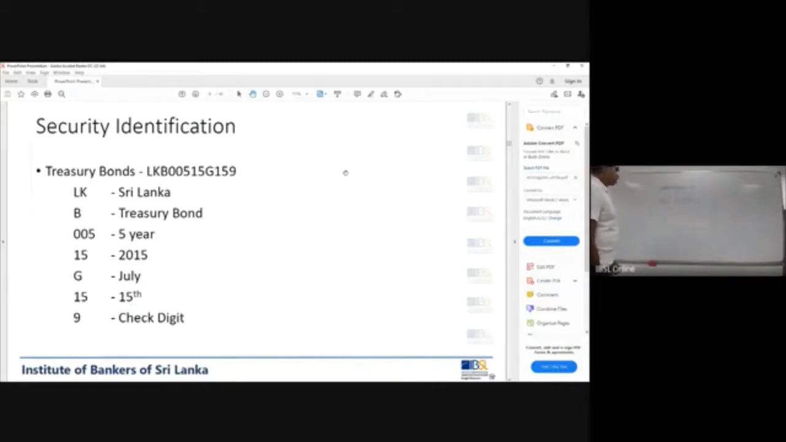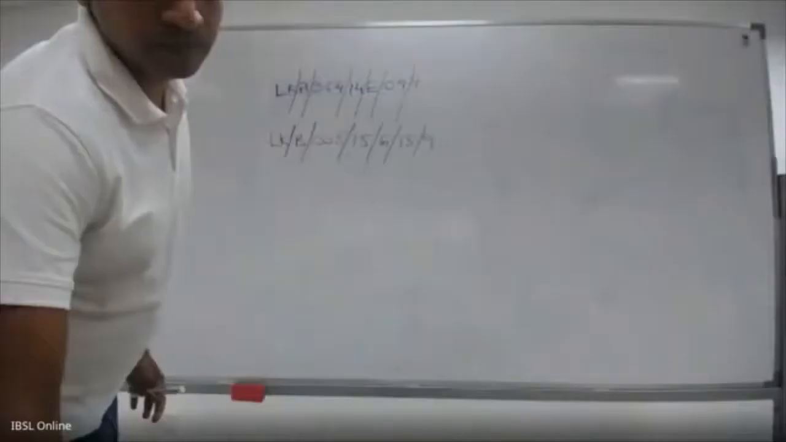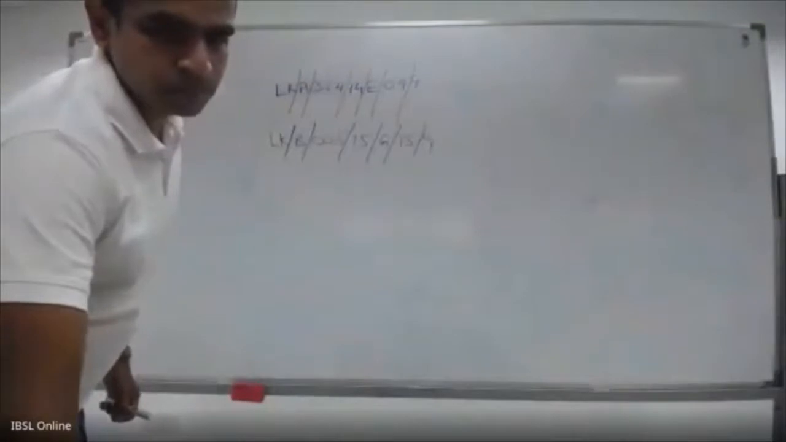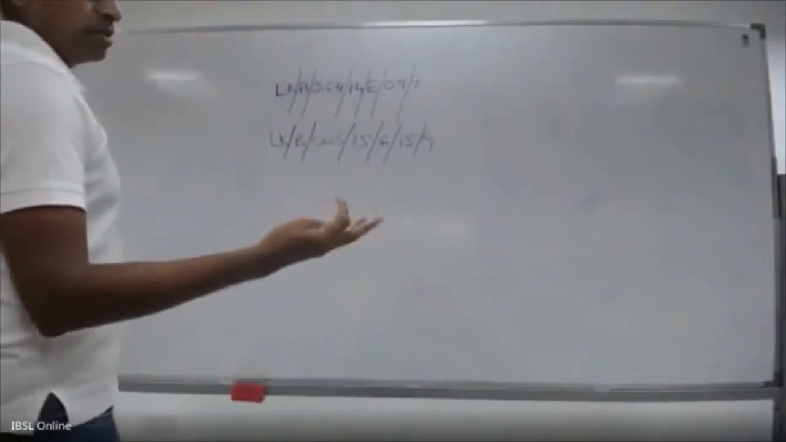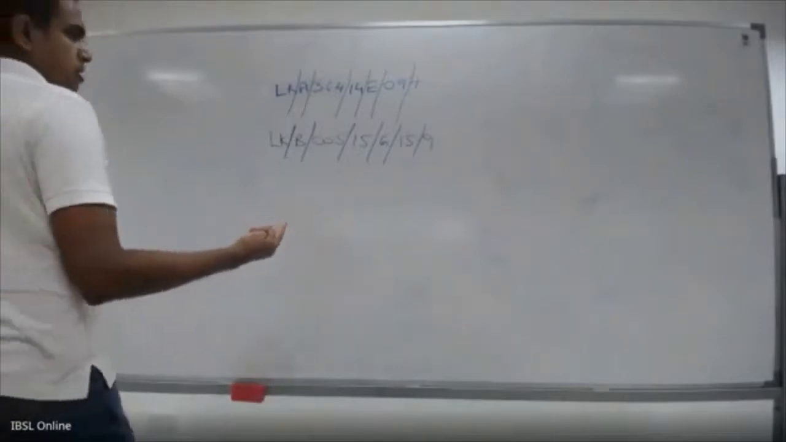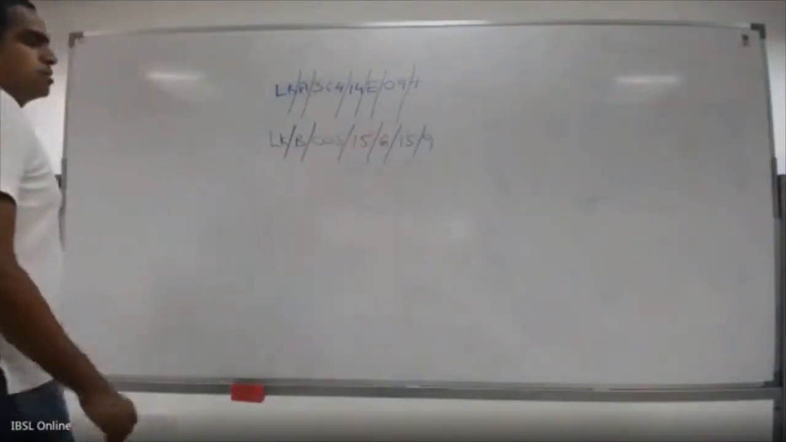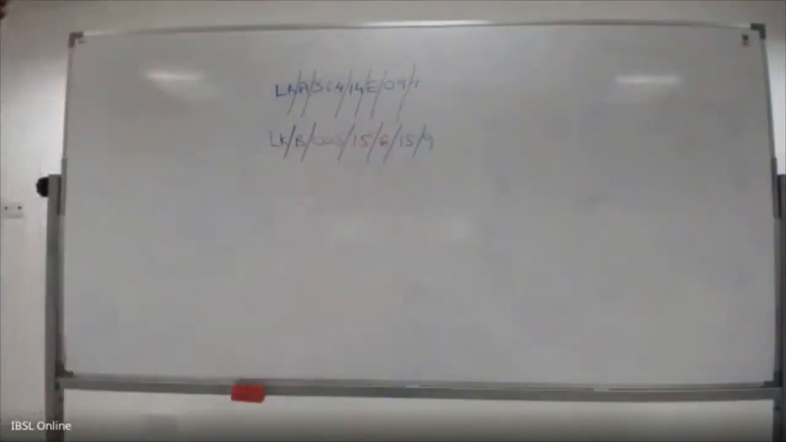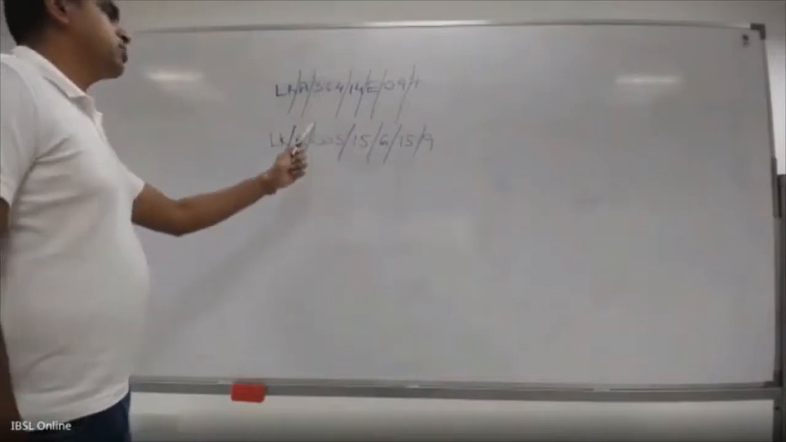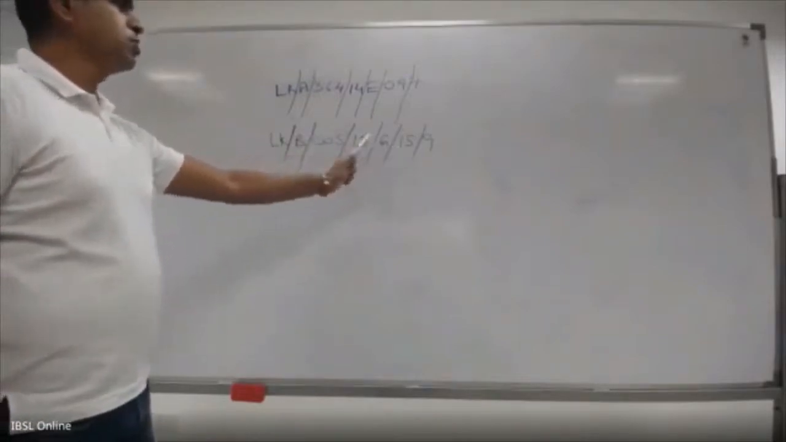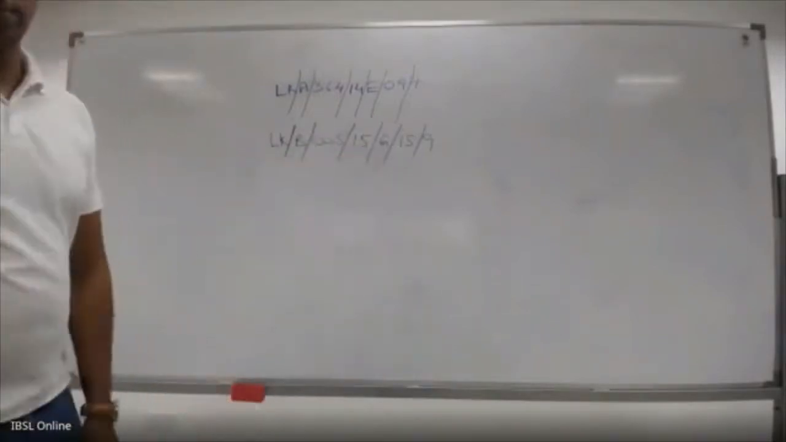G is A, B, C, D, E, F, G, the seventh month. 15 is the 15th day of the month. 9 is the check digit. So this is a 15 July 2015 maturity. That means it will have been issued on 15 July 2010, 5 years before that.